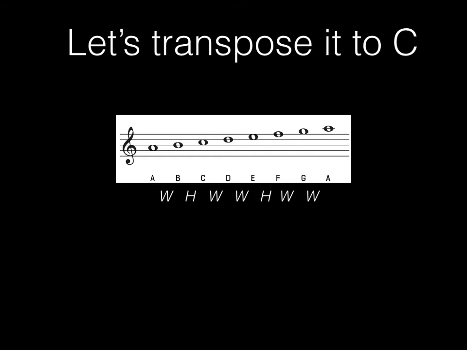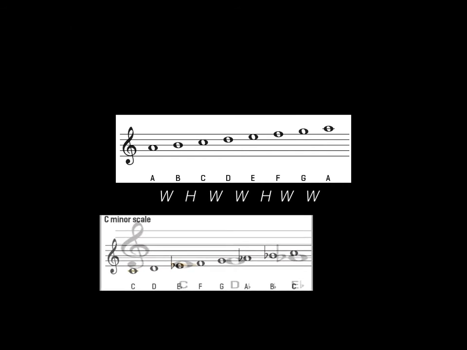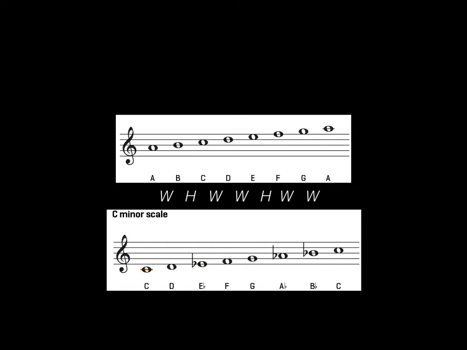Let's transpose it to C to make a C minor scale. We're going to follow that whole, half, whole, whole, half, whole, whole pattern, starting with C to D to get us the whole step, and then D to E flat gets us our half step. If we continue that, we get this: C, D, E flat, F, G, A flat, B flat, C.